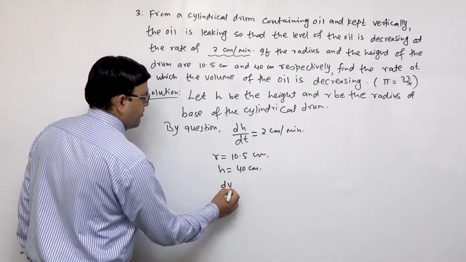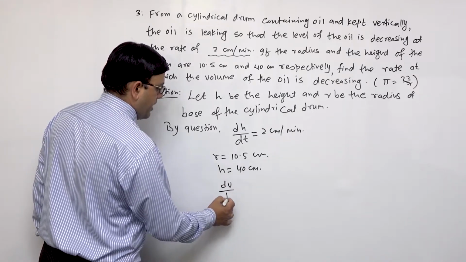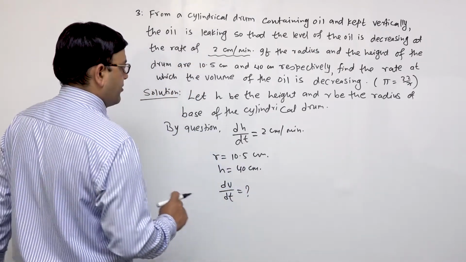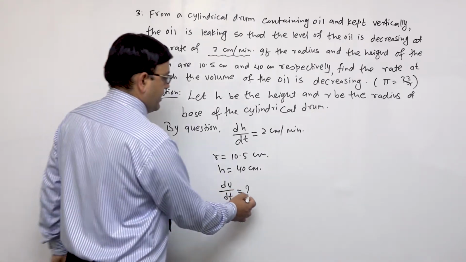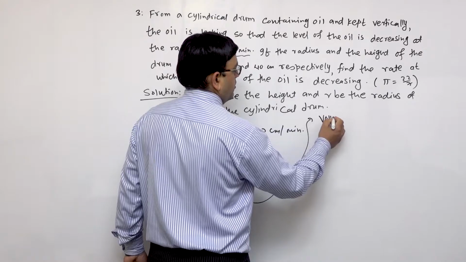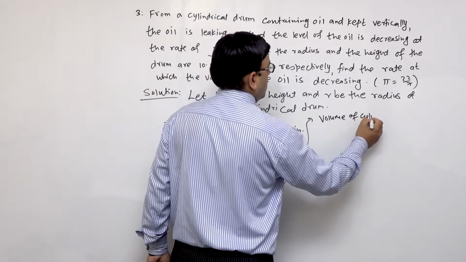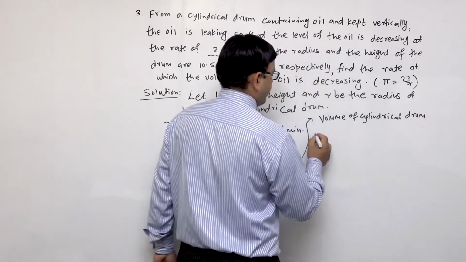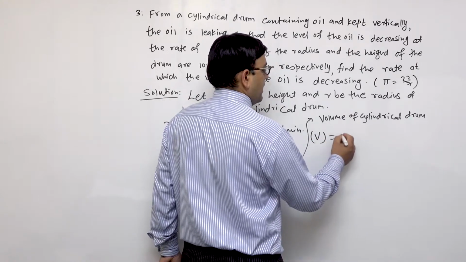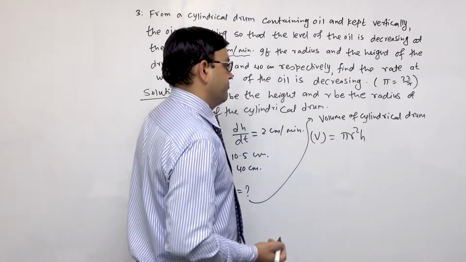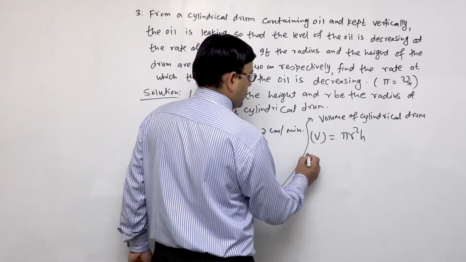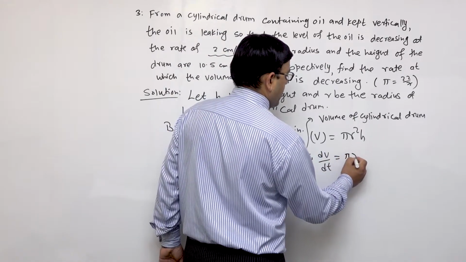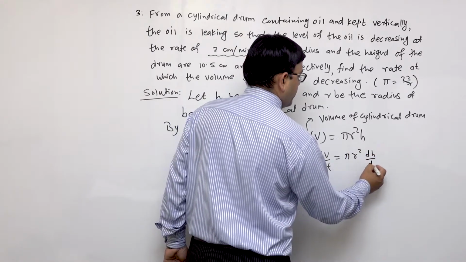Now we have dV by dt is equals to what? Now let's see the volume of the cylinder. Volume of the cylindrical drum, V, is equals to, we know the formula pi r square, as this is the formula of cylinder. So we can write dV by dt is equals to pi r square dH by dt.